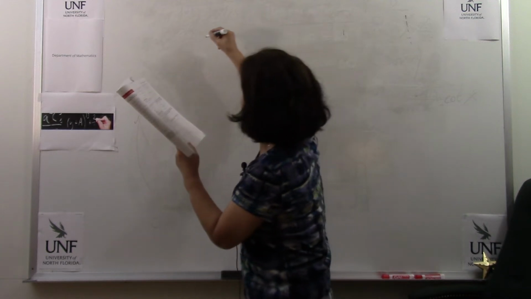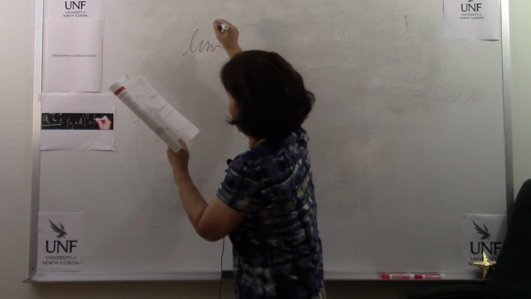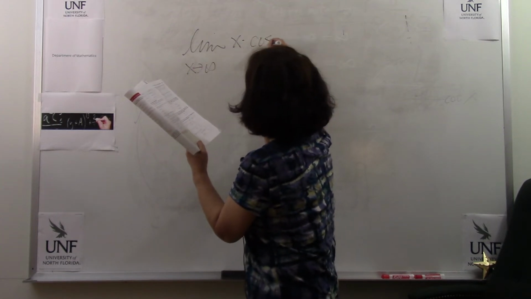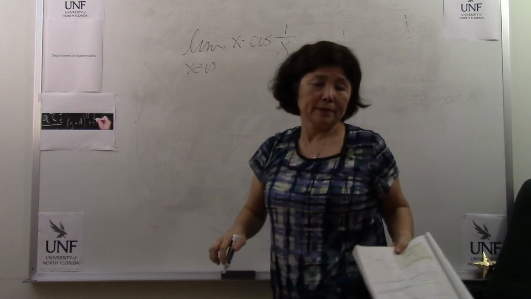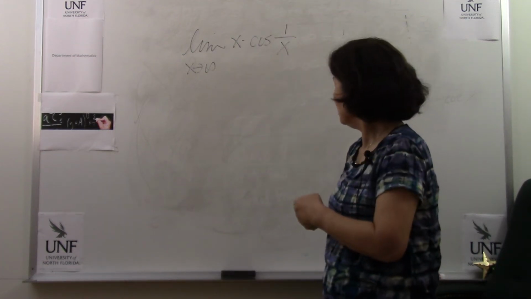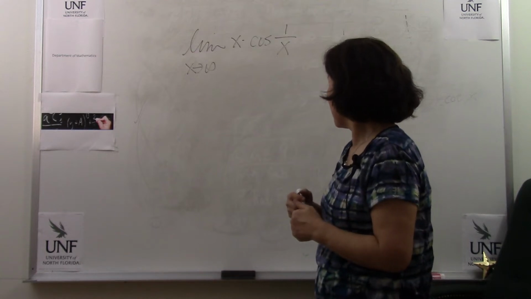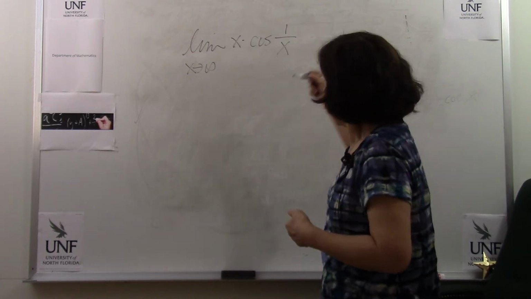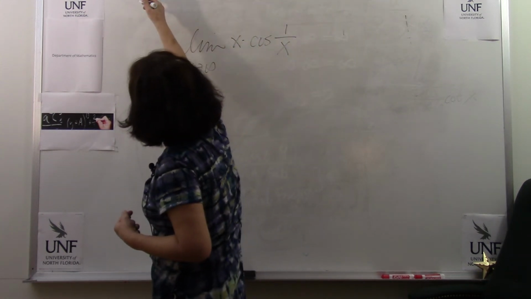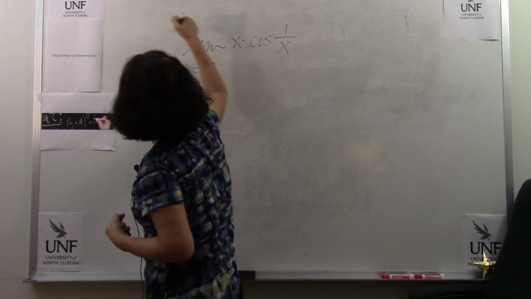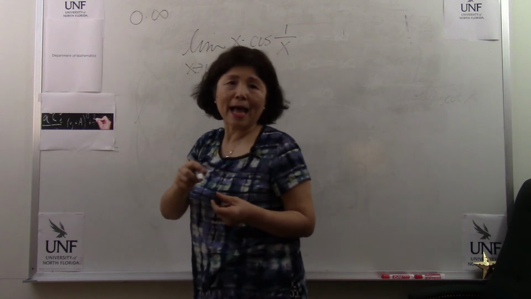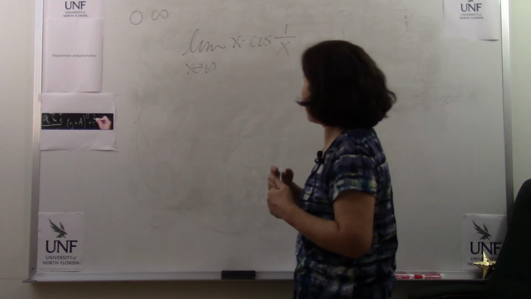What about the limit as x goes to infinity of x times cosine of 1 over x? What do you think? Can you apply L'Hopital's rule? Well, earlier, when you have an indeterminate form, this is a product. The only problem is the indeterminate form 0 times infinity. So let's see what happens.